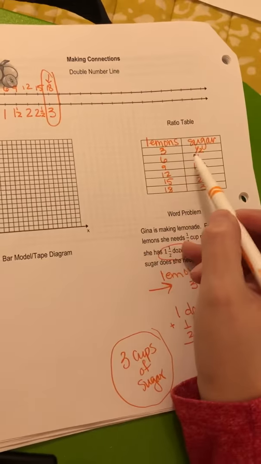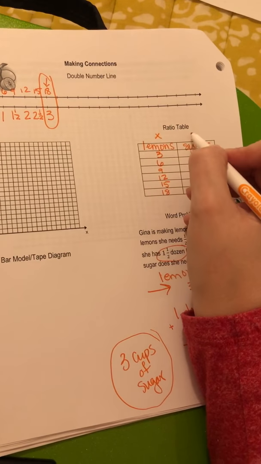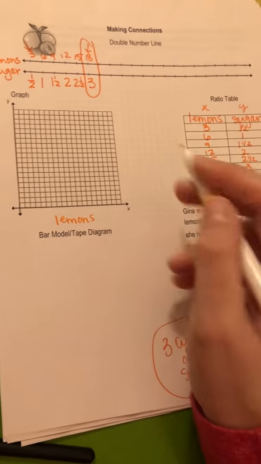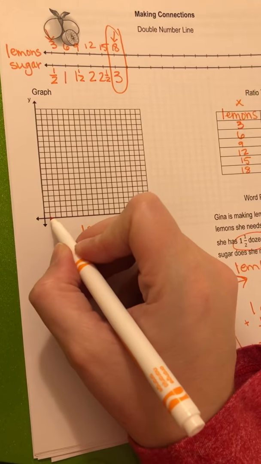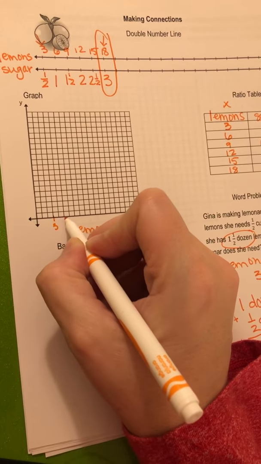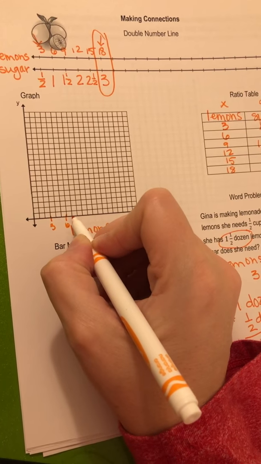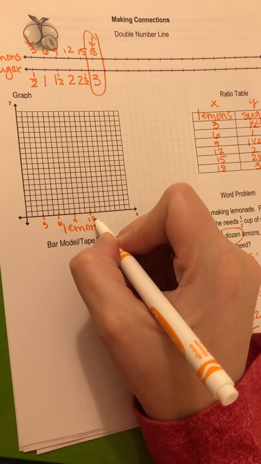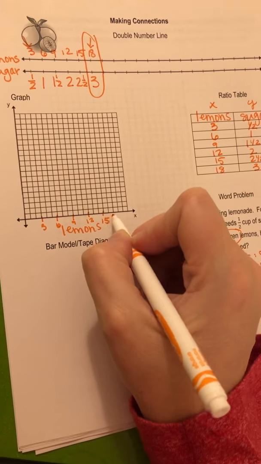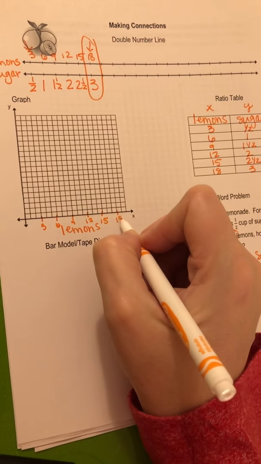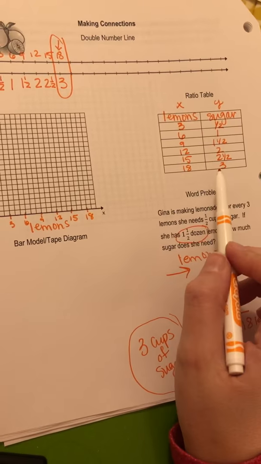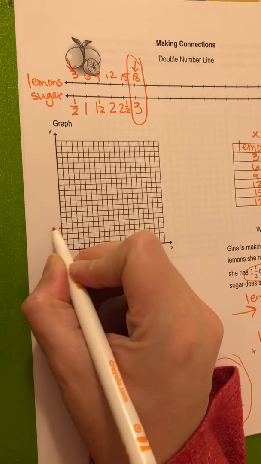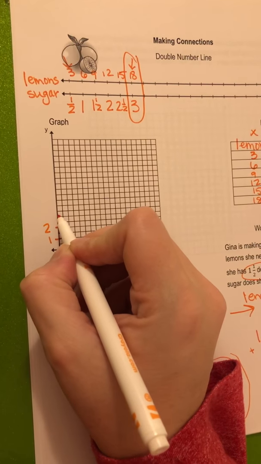So now we're going to graph these points, X and Y. So lemons are going to be X, sugar is going to be Y. So this is going to be lemons. And it looks like I'm going by 3s. So 1, 2, 3, 4, 5, 6, 7, 8, 9, 10, 11, 12, 15, 18. Okay. And then sugar, we need to go by halves. So if this is a ½ this is 1, a ½ 2, 2.5, 3.